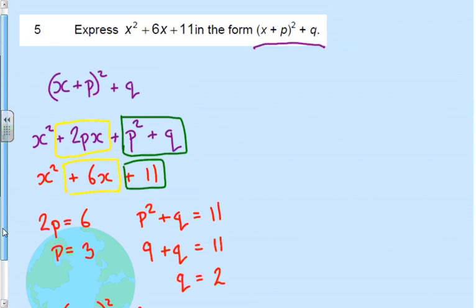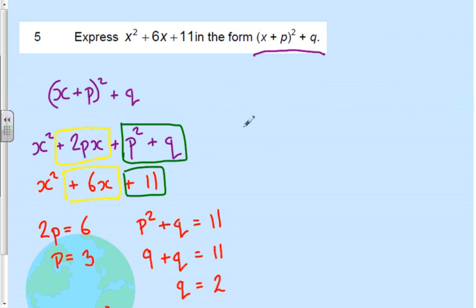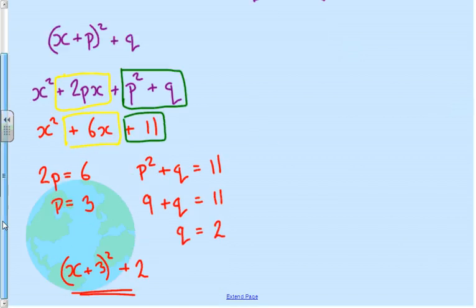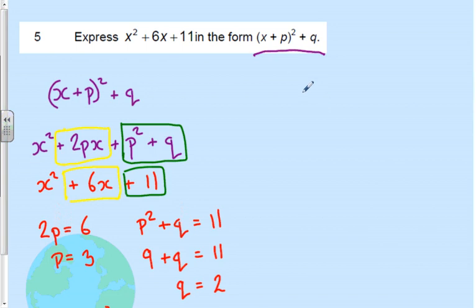The other method we can use is something of a shortcut. It comes from our knowledge of completing the square. When we start with our x squared plus 6x plus 11, we can immediately draw in our bracket that has been squared, and we know it's going to contain x. Now we can look at the x coefficient here, the plus 6, and we know that we're going to multiply it by 2, so we can half this 6. So we can start by saying that we have x plus 3 inside the bracket.